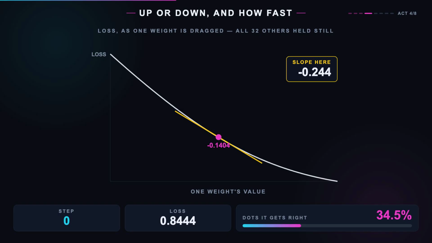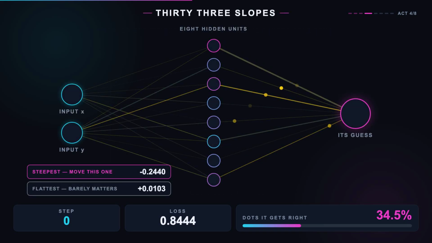A slope is not a direction on a map. It is an answer to one very small question. If I nudge this weight up a tiny bit, would the loss go up or down, and how fast? Negative slope means, push it up, the loss falls. Positive slope means, push it up, the loss rises. And the size tells you how much it matters. A steep slope means this weight is worth moving. A nearly flat one means it barely does anything.